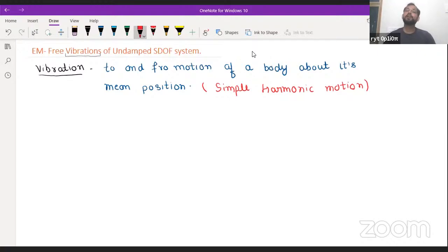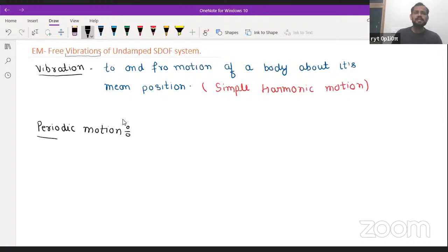Now what is the periodic motion? First we will see what is the periodic motion. Later on we will see what is the simple harmonic motion. Is it okay? And if you have any doubt, then you can ask your doubt in the comment box. Feel free to ask your doubt. So first we will discuss the periodic motion. I think this term is self-explanatory.